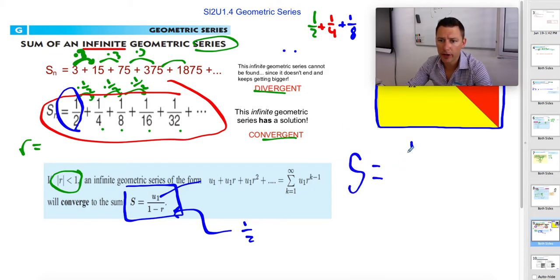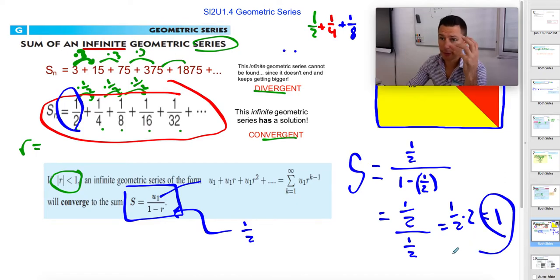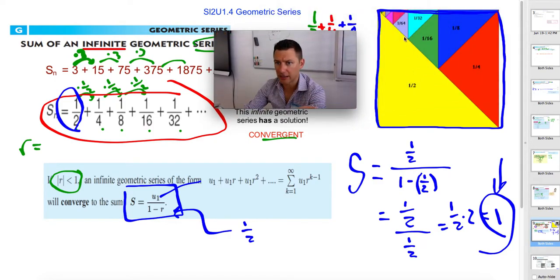We started with 1/2, right? And we divide by 1 minus the change, right? So now this is 1/2 divided by half, right? Which is really like saying half times 2, which is 1. So that's the limit that it'll never surpass, is 1. And we can visually see it here.